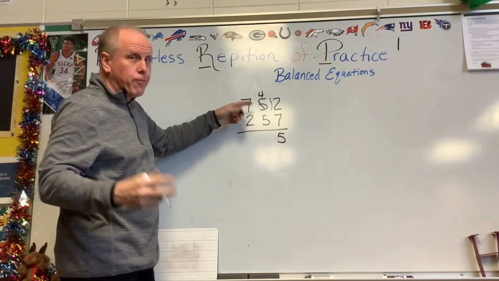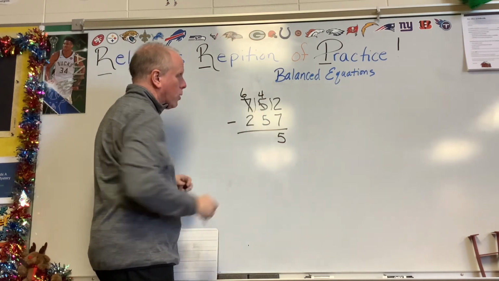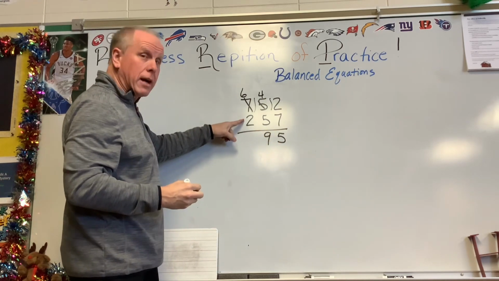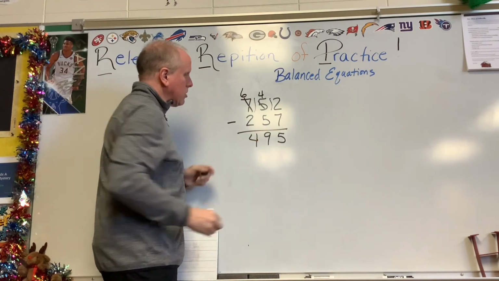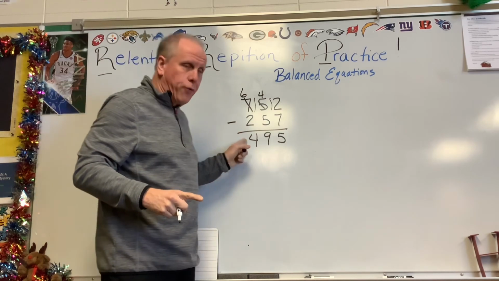Can we take 5 from 4? No, we can't, so we go over. We make that a 6 and bounce that up. We have 14. 14 minus 5 is 9, and 6 minus 2 is 4. So far, from our gentleman's answer of 752, we now have 495.